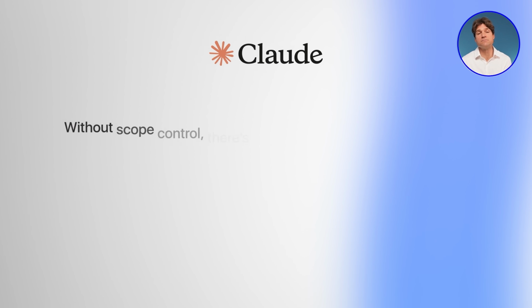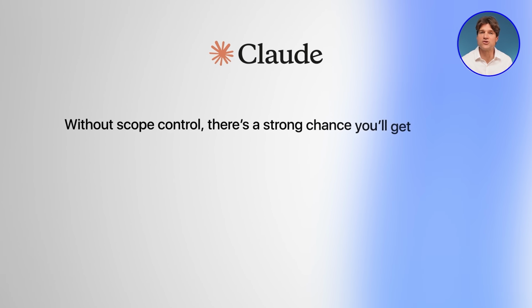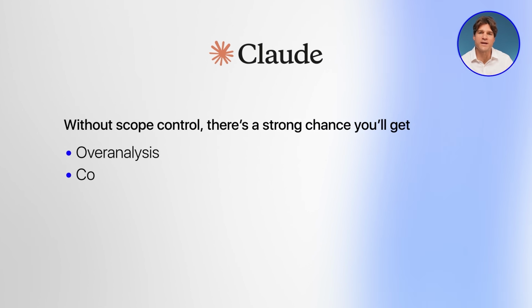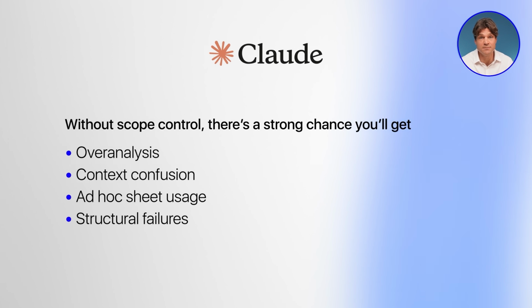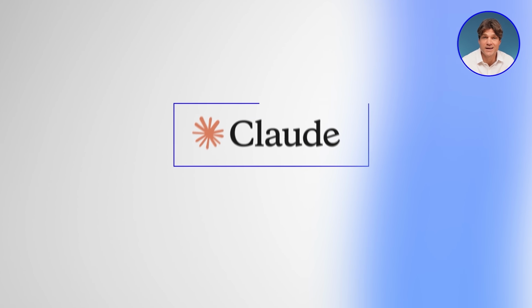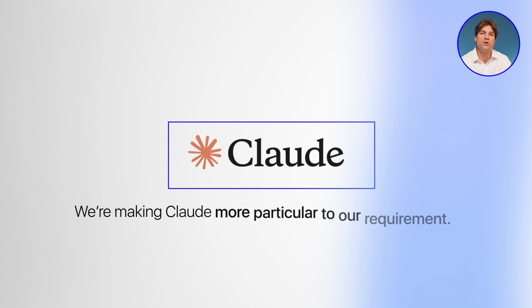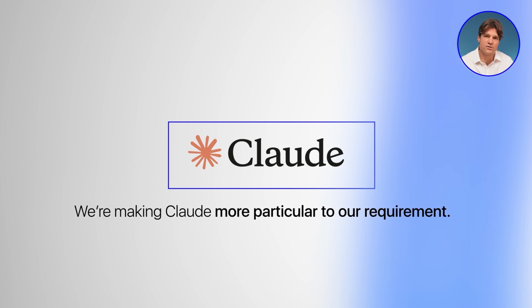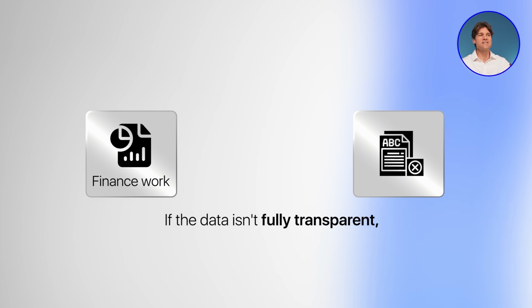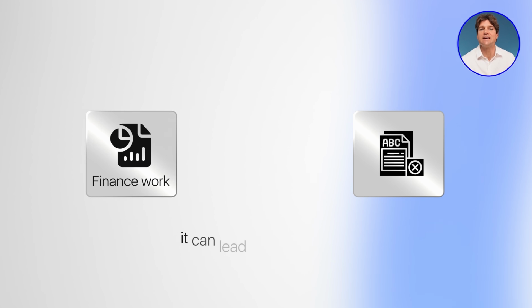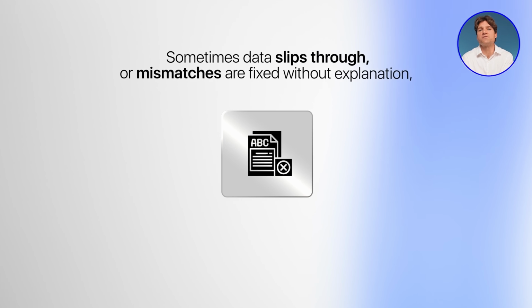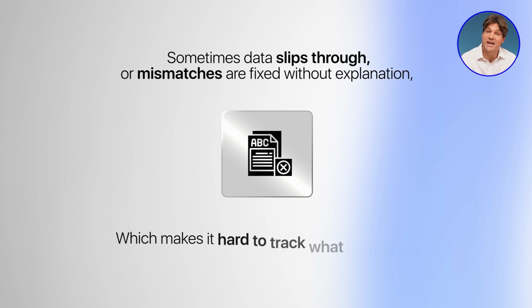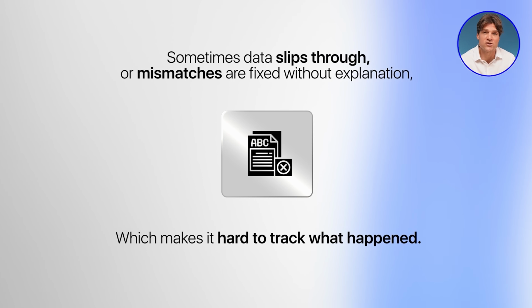Now, without scope control, there's a very strong chance that you'll get over-analysis or context confusion or ad hoc sheet usage and maybe structural failures. And at this stage, we're making Claude more particular to our requirements. So in everyday finance work, if the data isn't fully transparent, it can lead to uncertainty. Sometimes data slips through or mismatches are fixed without explanation, which then makes it hard to track what actually happened.